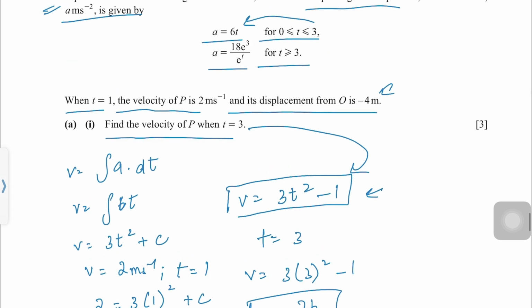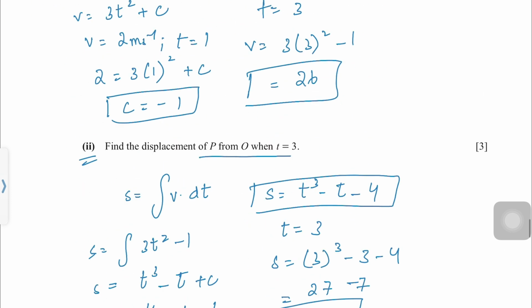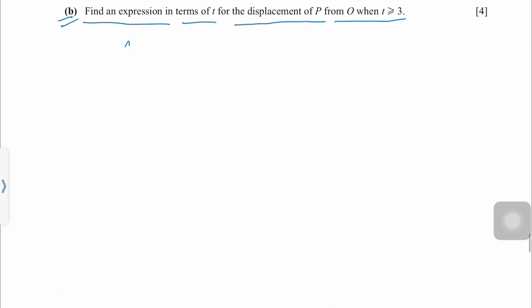Find an expression in terms of t for the displacement of P from O when t is greater than equal to 3. Now greater than equal to 3 is talked about, so we'll be using these formulas. Let's just write it over here. Our acceleration is given as 18 e power 3 and e power minus t. We'll be integrating it to get our velocity. So this integration would be 18 e powered 3 e powered minus t to get our velocity.